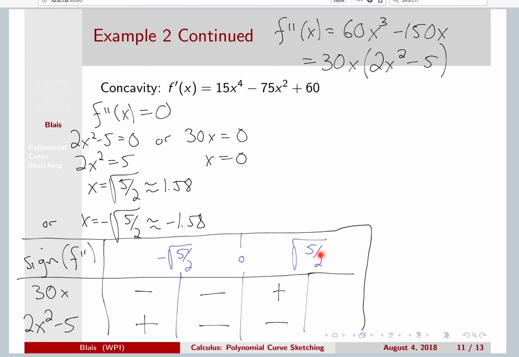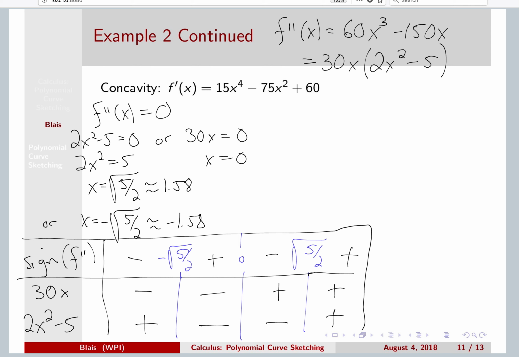Something above root 5 over 2, how about 2? 30 times 2 is 60, which is positive. 2 squared is 4, times 2 is 8, minus 5 is 3, positive. Multiplying up, we get positive times a negative is negative. Negative times a negative is positive. Negative times a positive is negative. And positive times a positive is positive.